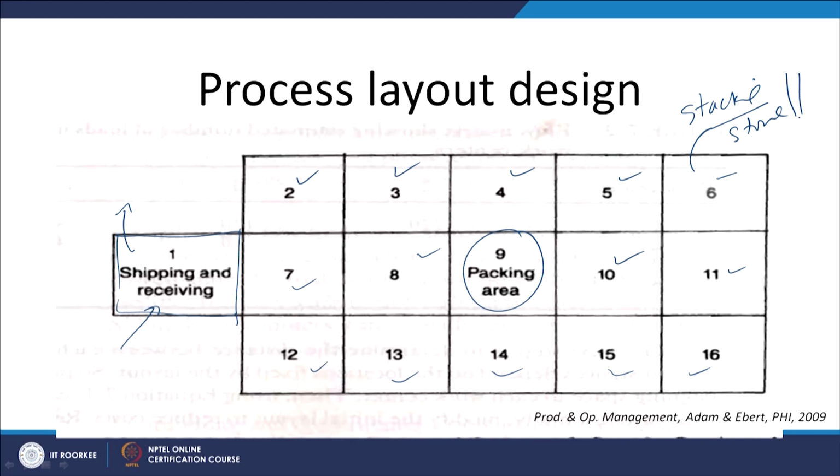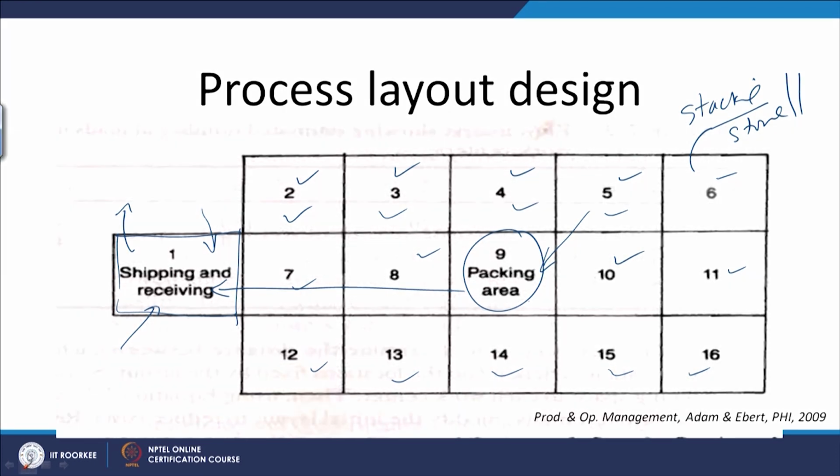So what is done, normally material is received and it is stacked at these stores, and then it is brought down and brought for shipping. It is taken from these stores, brought to the packing area. Here they are packed and then transported to area 1 for shipping. So it goes in a very simple way.